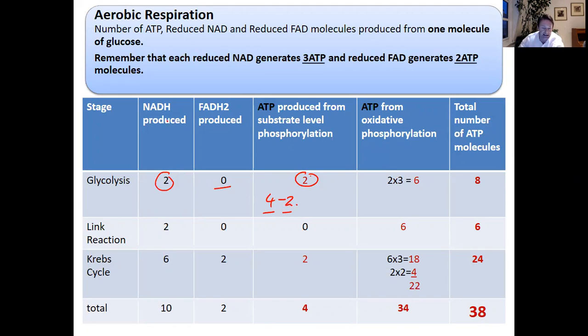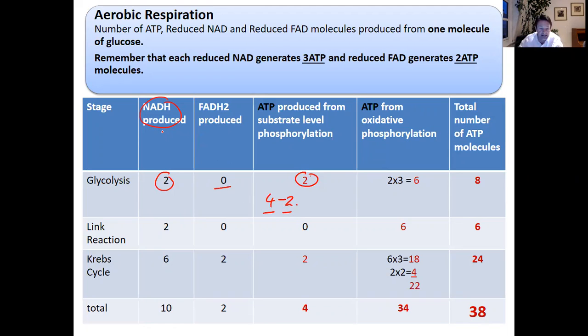These 2 NADHs, if there is oxygen present, then those NADHs can go to the electron transport chain. If there's not oxygen present, then they're used to produce either lactic acid or ethanol in anaerobic respiration, which we're going to talk about in a minute.